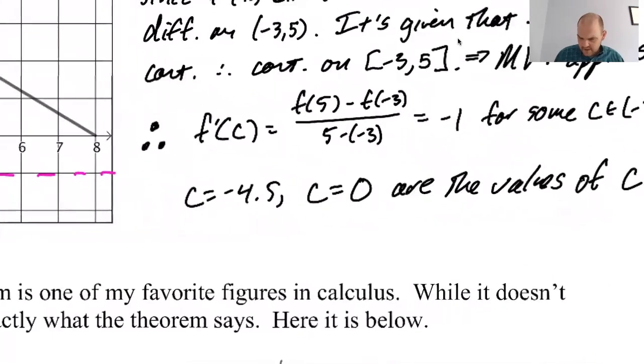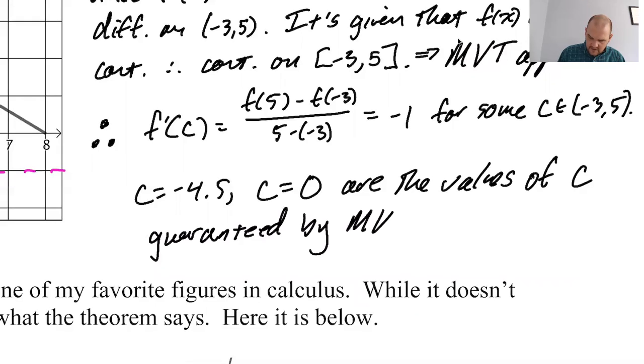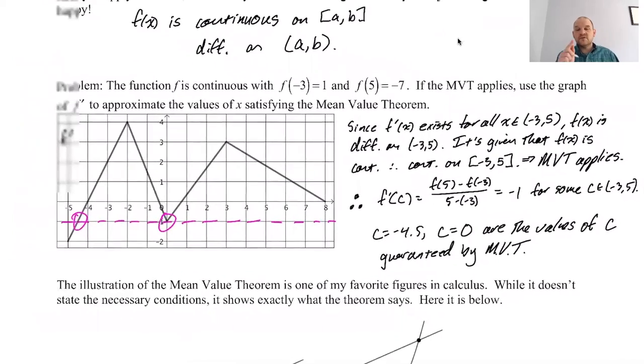So let's write it. Guaranteed by MVT. You can abbreviate mean value theorem as MVT. You don't even need to put the periods, but I'm putting them. Those are the values, they're really x values. Let me start again. Those are the values of x at which the slope of the tangent line equals the slope of the secant line.